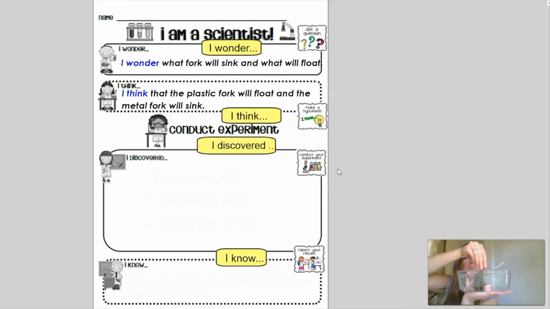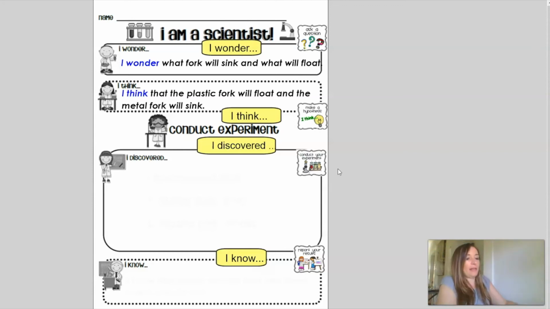Let's see what is going to happen. Oh yeah, it sinks. Yes, very good. It sinks. And in my hypothesis, I said that my plastic fork will float. Let's see. Oh, look at that. That's correct. It floats. Look, very good.